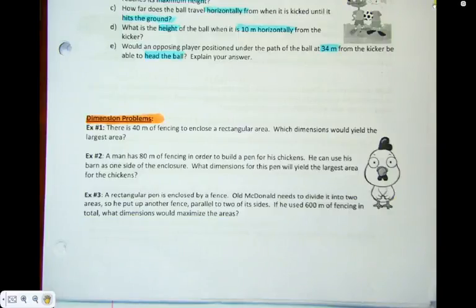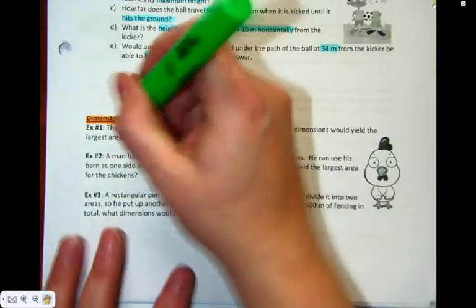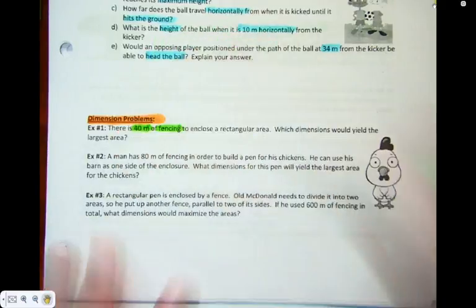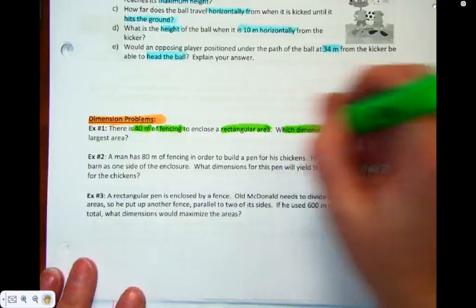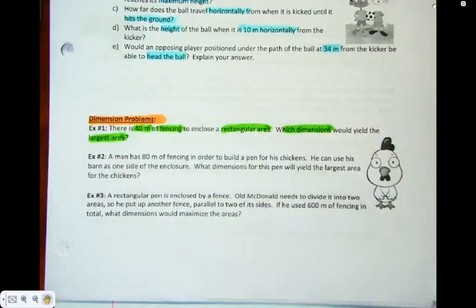And most of these have to do with something to do with fencing. That's why we call it dimension, because there's going to have a length and they're going to have a width. Key things you need to know: 40 meters of fencing, rectangular area, which dimensions, largest area.